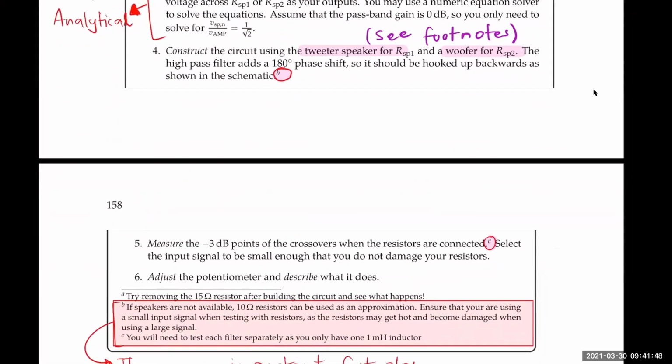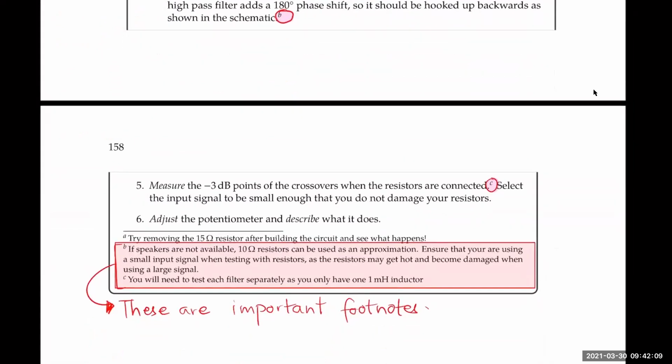Step 4, you're going to construct the circuit and then measure. Step 4 is just constructing the circuit. But again, instead of the tweeter speaker RSP, see the footnotes, it tells you to replace that with a 10 ohm resistor.